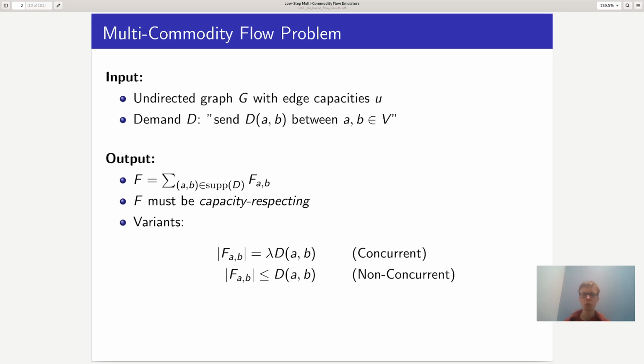Then in the non-concurrent variant, you can send however much flow you want between the vertex pairs, except you cannot exceed the demand between A and B. So you can send zero flow even if there's demand, but you cannot send more. And also in the non-concurrent case, it's often assumed that the demand is either 0 or infinity. Regardless of the variant, you want to maximize the total amount of flow you are sending.